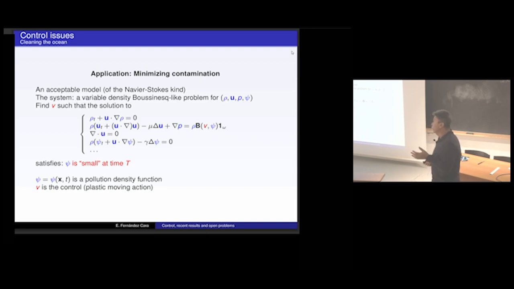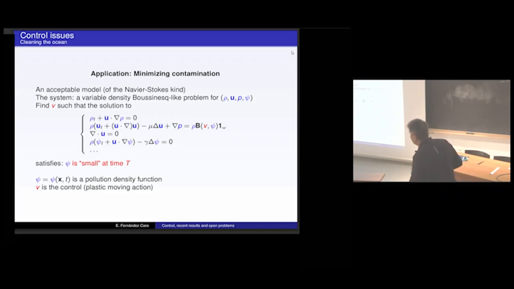Contamination, pollution, is another source of applications of control of Navier-Stokes or Navier-Stokes-like systems, like this one. This is a system where you have a mass density that is not constant, coupled with Navier-Stokes equations with variable rho, and all this is coupled to an equation of an additional variable, which is a pollution density. And we have put a control here in a small part of the domain, and we try to get good properties of the whole system.